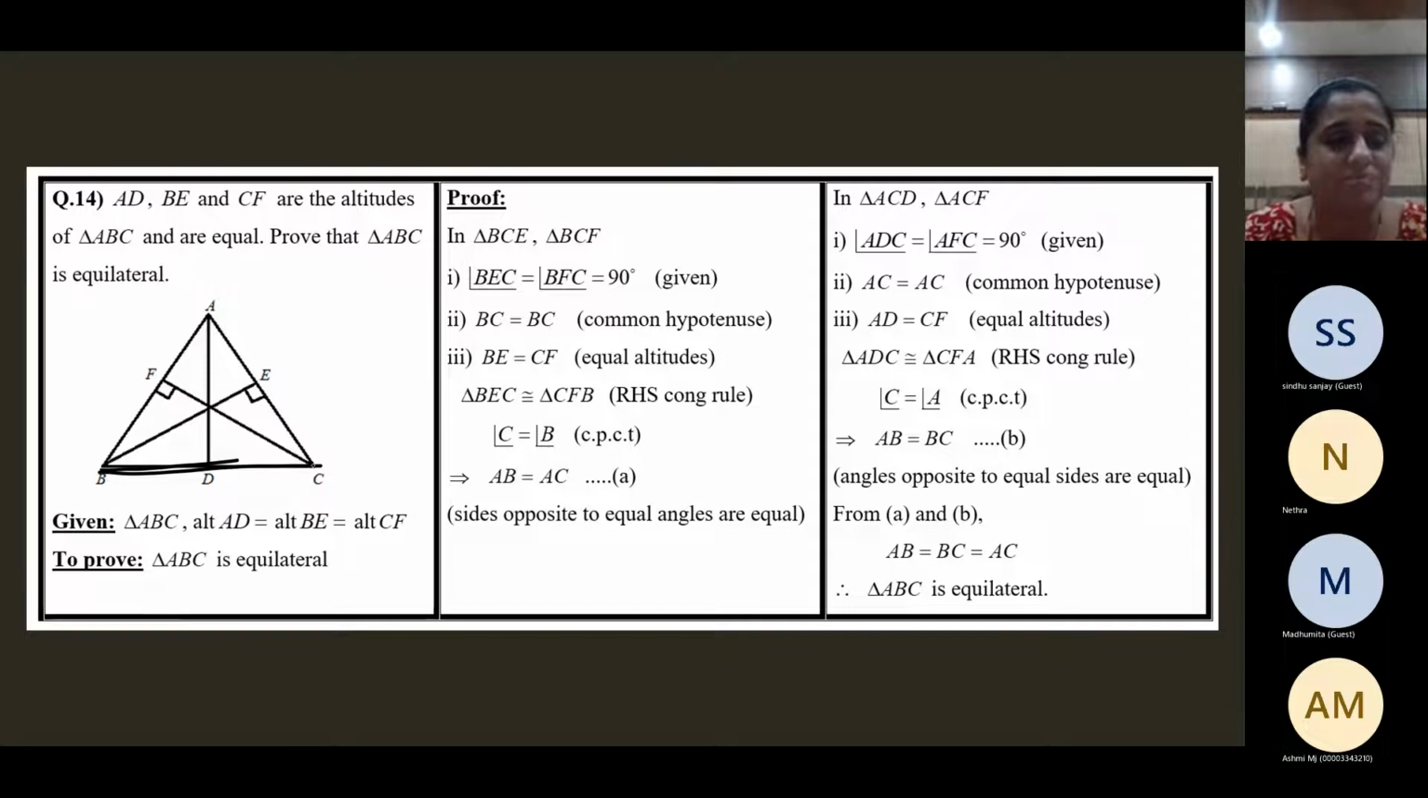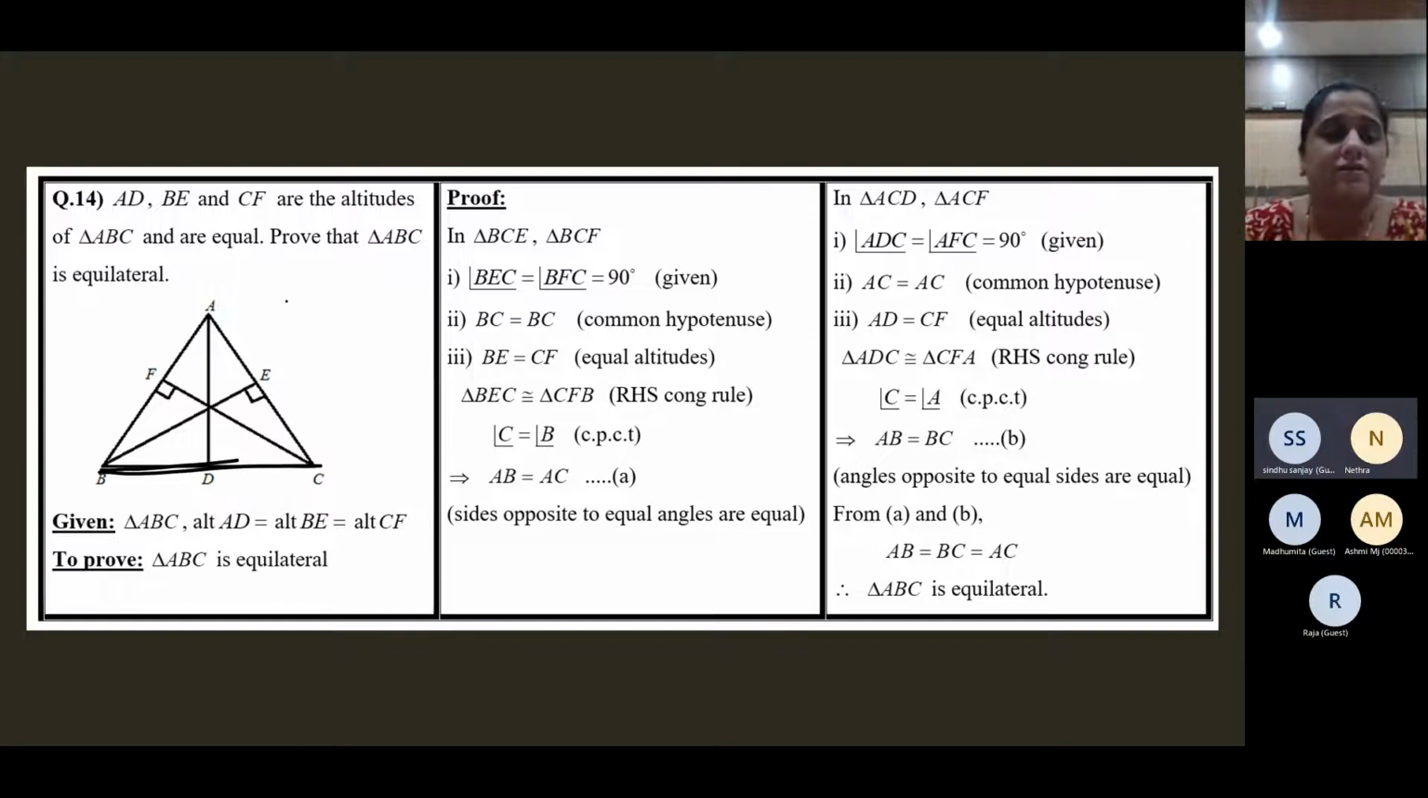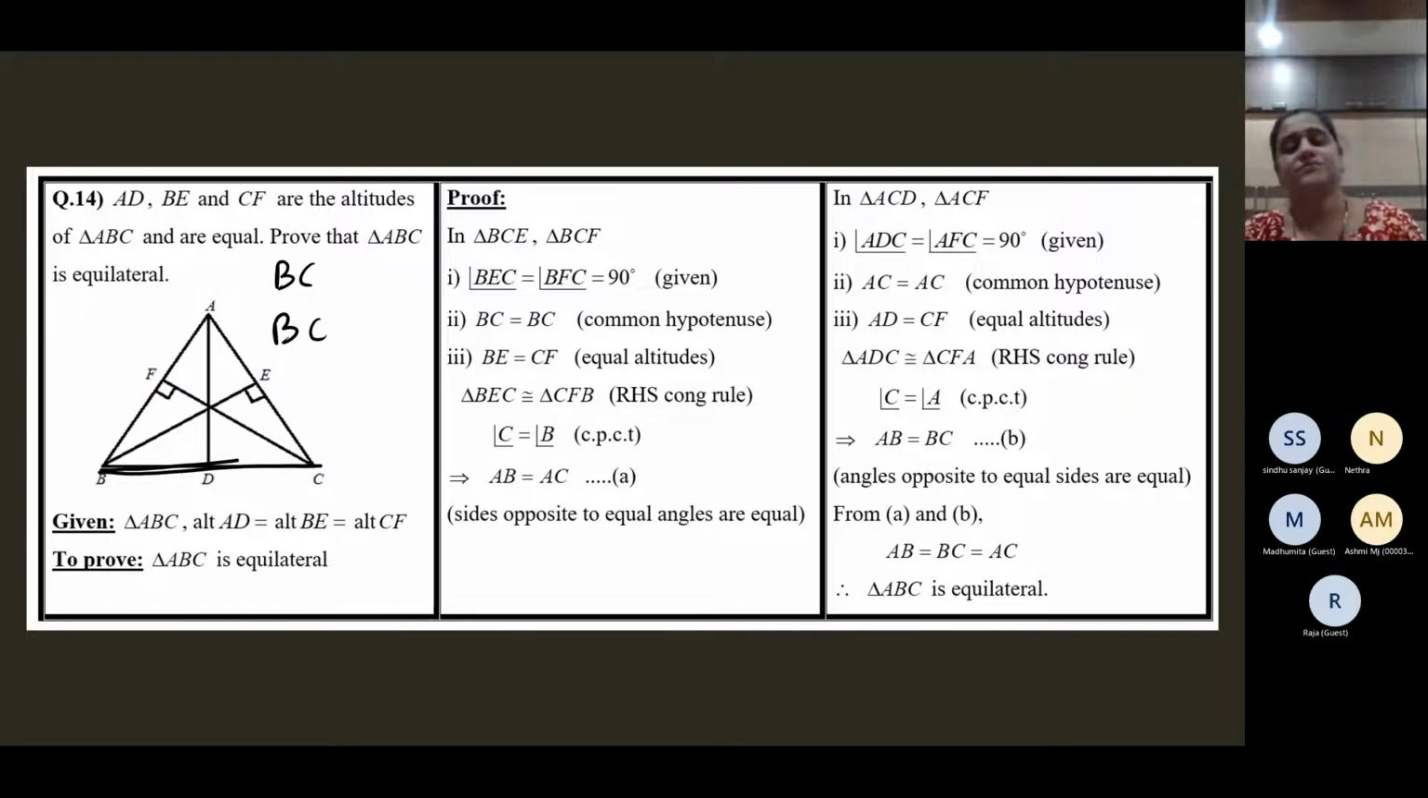If I say BC, how many triangles can you form? See here, AB, BC, and AC are the 3 sides of the triangle, right? Now with BC, you tell me 2 triangles. BCE, BCF. I'll tell you the reason why.